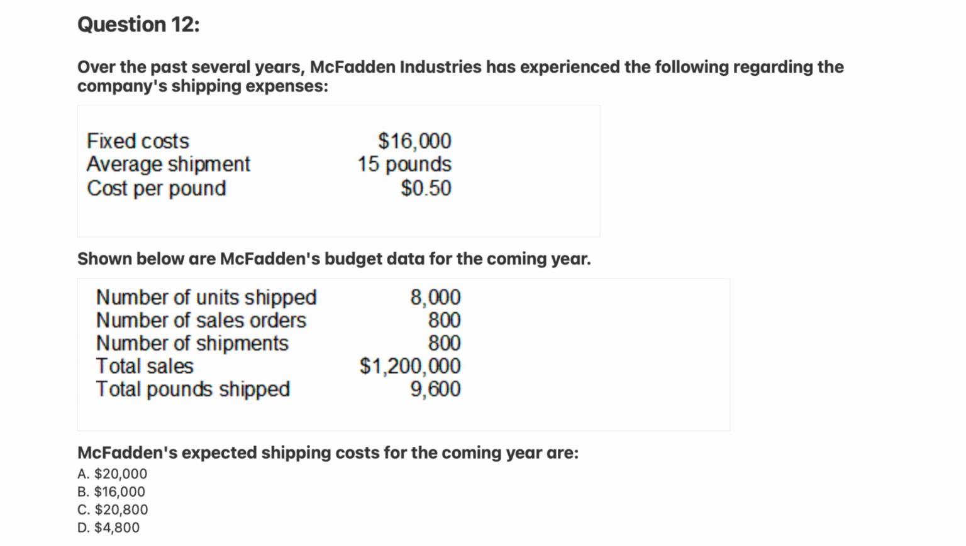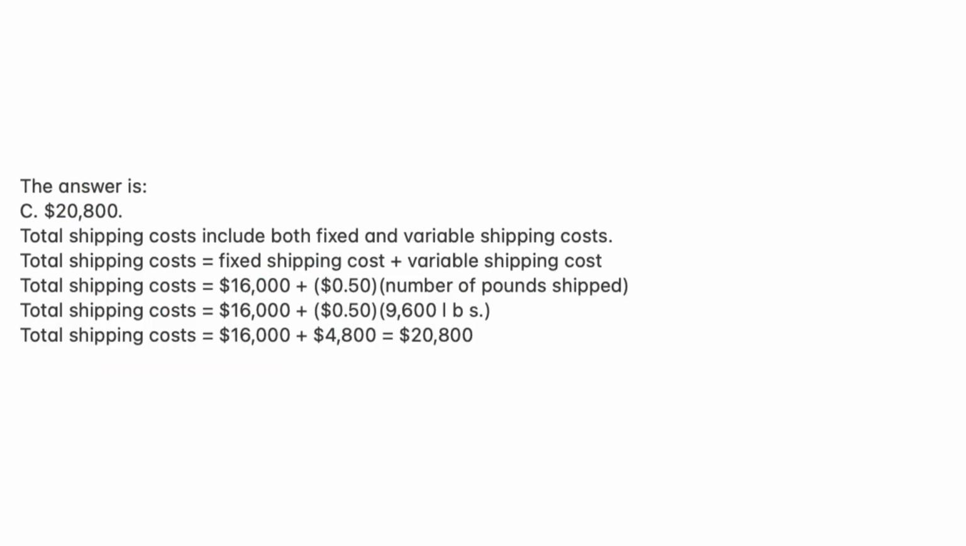Question 12. Over the past several years, McFadden Industries has experienced the following regarding the company's shipping expenses. Shown below are McFadden's budget data for the coming year. McFadden's expected shipping costs for the coming year are: A. $20,000. B. $16,000. C. $20,800. D. $4,800. The answer is C.